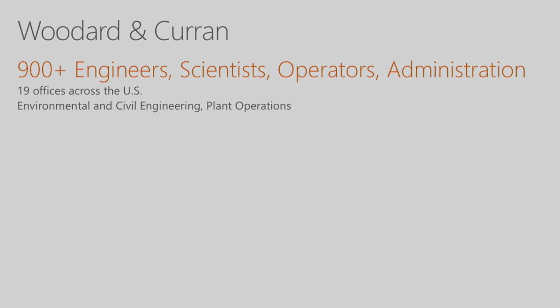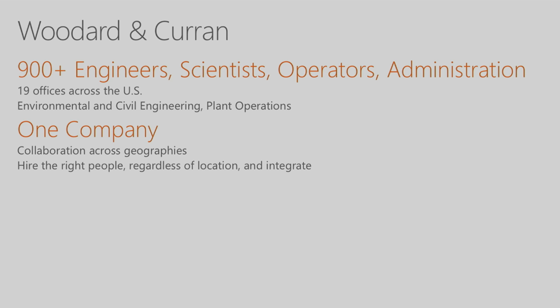So I'll give you a little background on the company I work for, Woodard & Curran. We have 900 engineers, scientists, operators, and company administrators. We work in 19 offices across the US. We do environmental engineering, civil engineering, and plant operations. We believe in a one-company philosophy. We believe in collaborating across geographies. We believe in hiring the right people, regardless of the location, and integrating them into successful project teams.